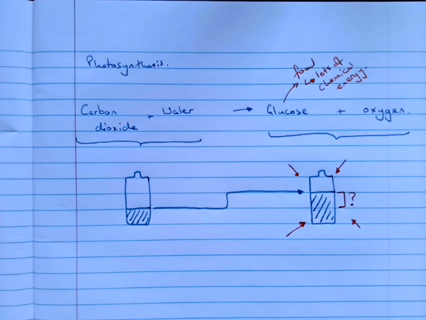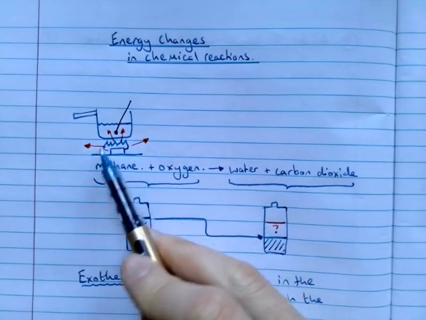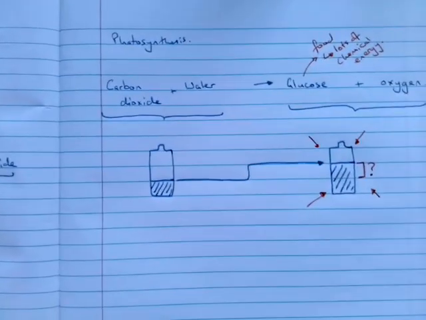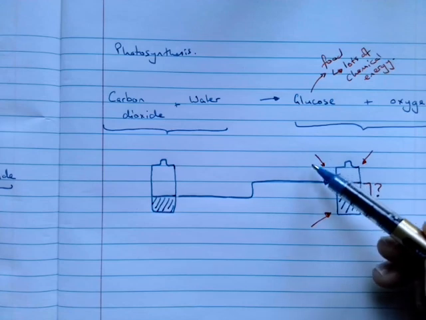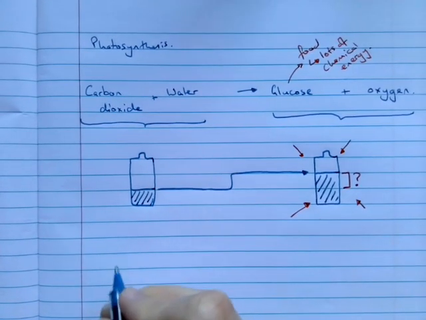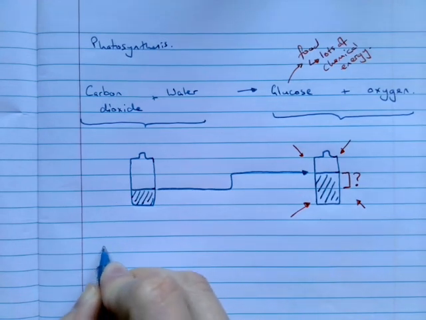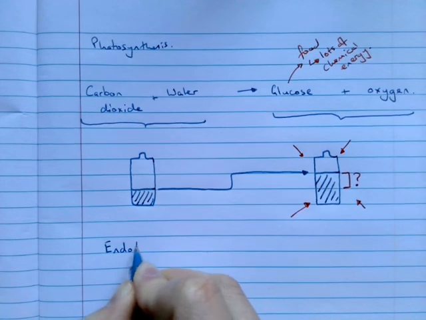Okay, the opposite to our exothermic reaction, where energy is released into the surroundings, now we have energy coming from the surroundings into the reaction. All right, and we have a special name for this kind of reaction, and it is endothermic.